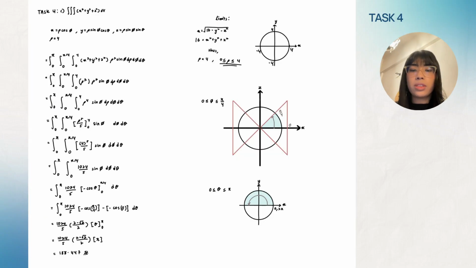Next, we have also done the solution. The right hand side shows the limits that we have obtained, the rho and the psi as well as the theta. And then on the left hand side is the solution. From the solution we have obtained the final answer, which is 188.447.